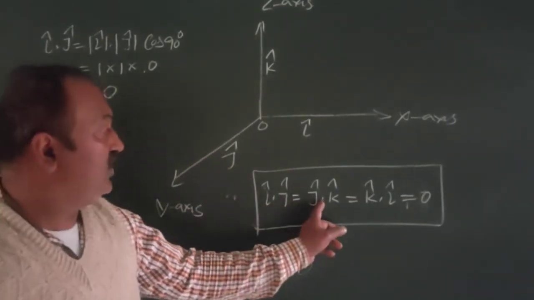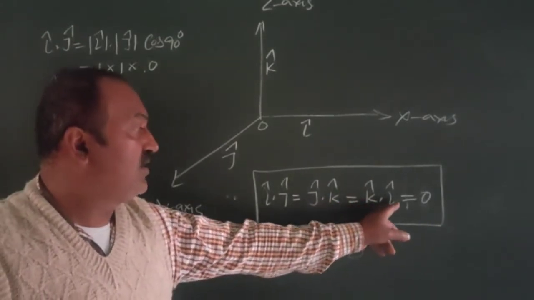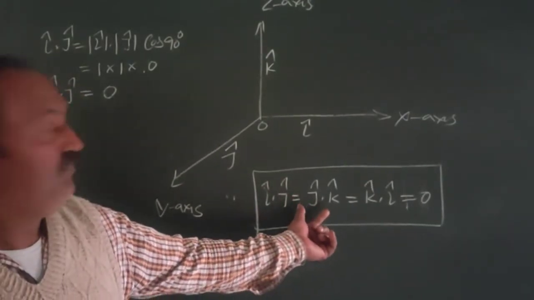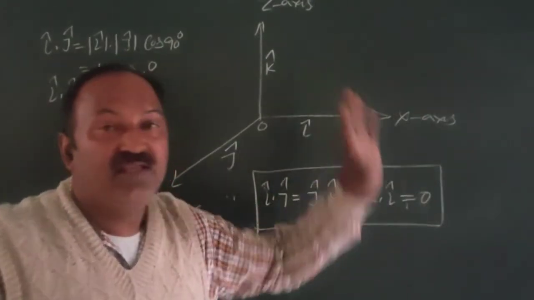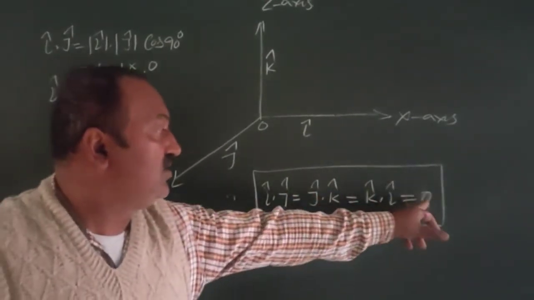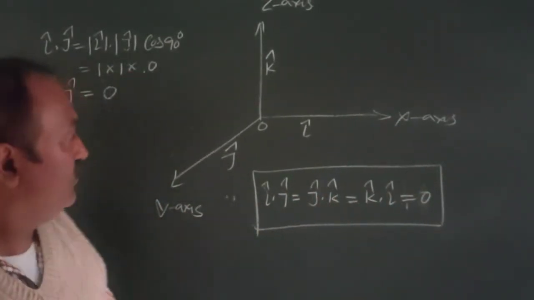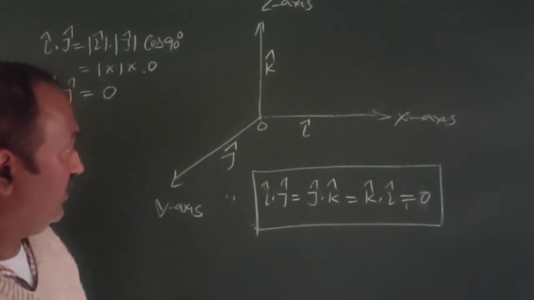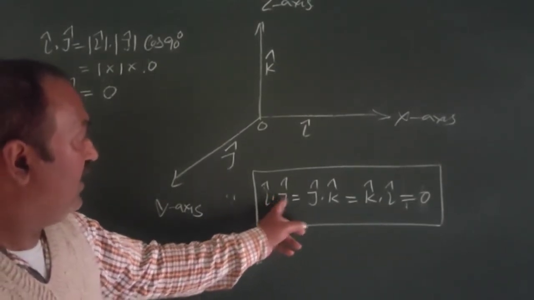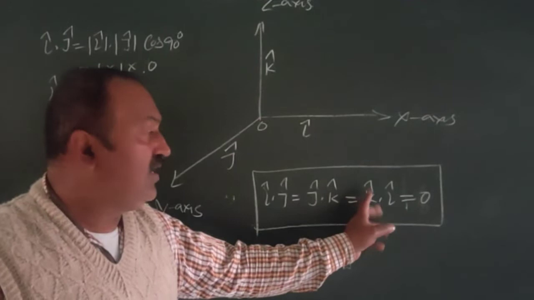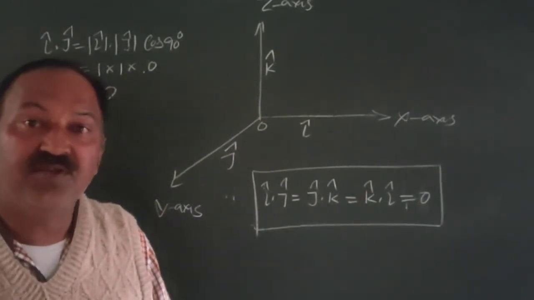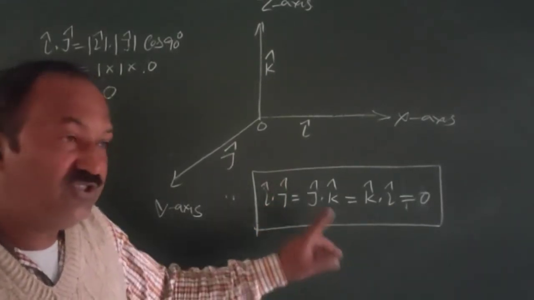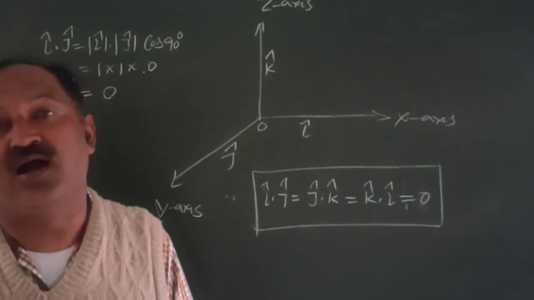Similarly, we can say that j dot k and k dot i will also be equal to 0. So all these values, i dot j, j dot k and k dot i, are equal to 0, because i, j and k are mutually perpendicular to each other. Similarly, j dot i, k dot j and i dot k will also be equal to 0 because the dot product is commutative. If i dot j is 0, then j dot i will also be 0.